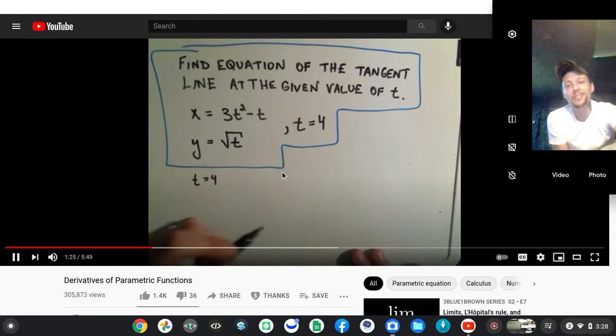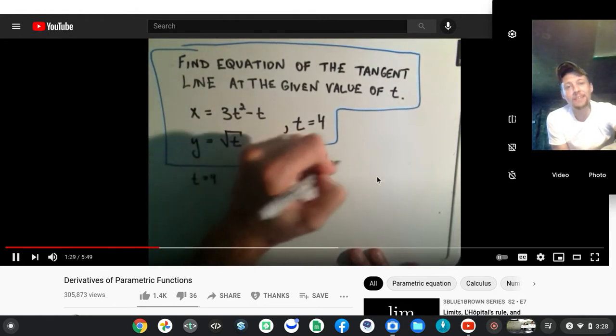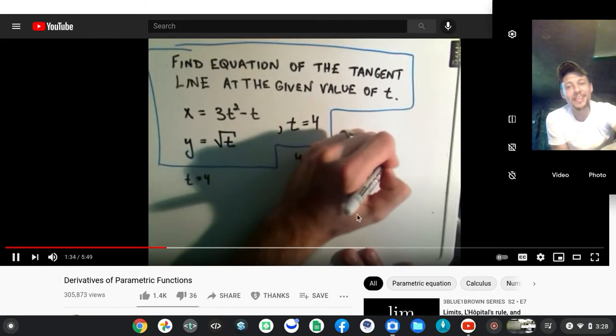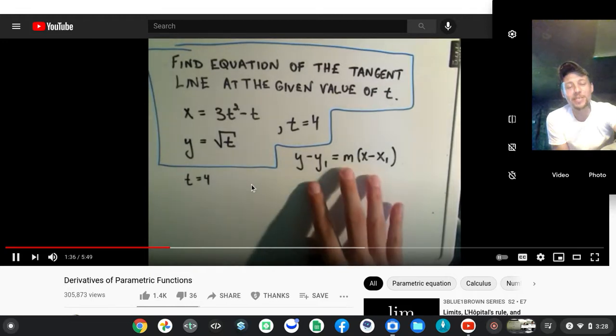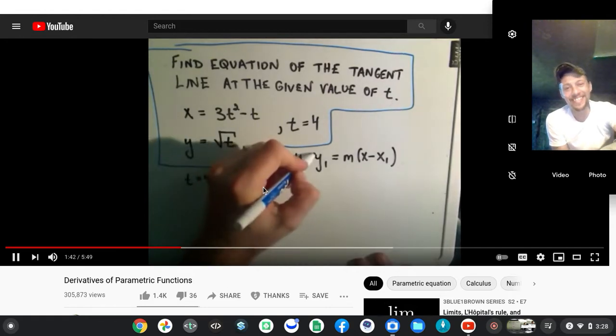And all we're going to do is use the formula y minus y1 equals m times x minus x1. Like I said, point slope formula. Again, we're just gonna come up with the equation of a line. Okay, so I have to find values for y1, I have to find values for x1, and I have to find values for our slope.